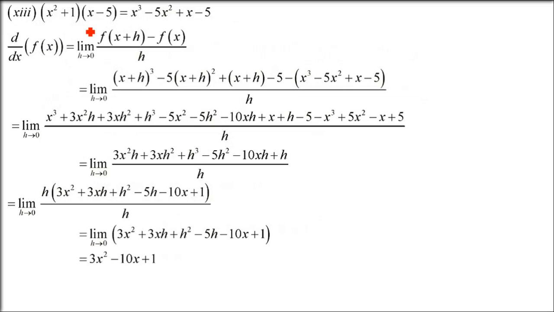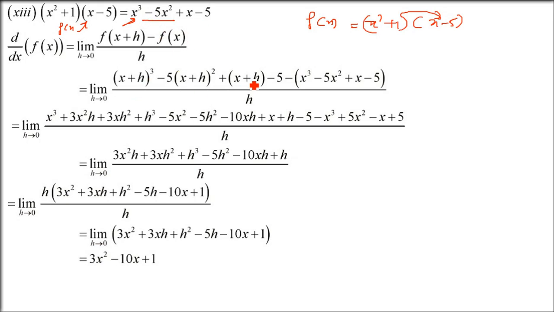Now x square plus 1 and x minus 5. First thing is multiply these two. Rather than doing with these two terms differently, just multiply these two terms and then use it. So we have f(x plus h), just multiply this. So x cube minus 5x square plus x minus 5.